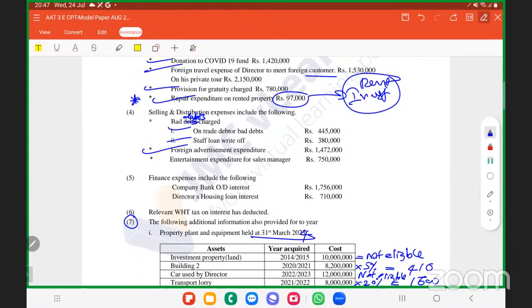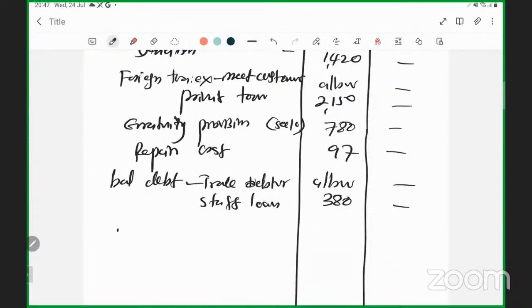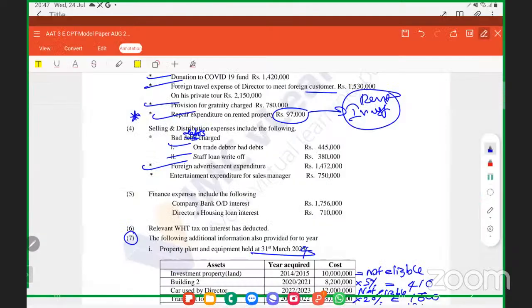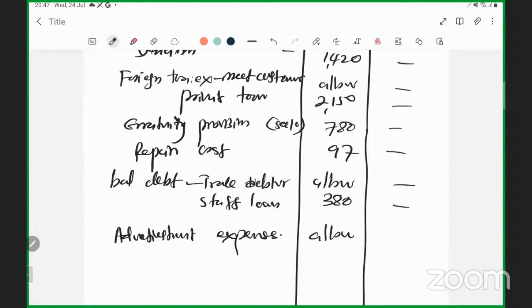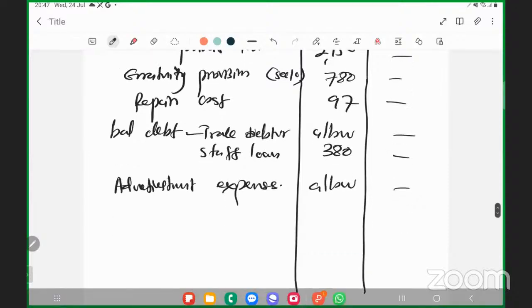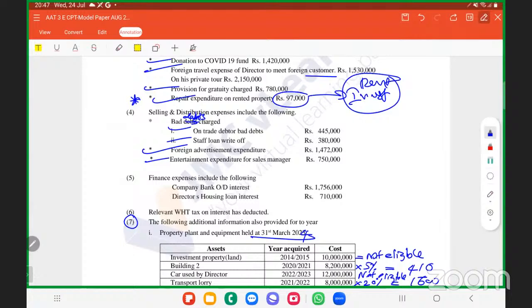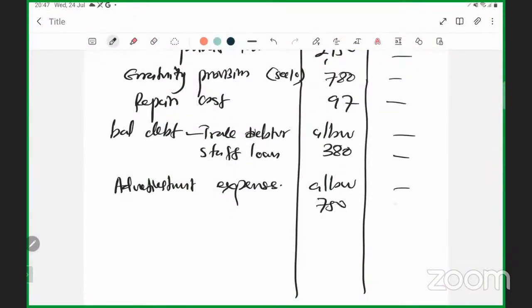The foreign advertisement expense, normally if there is any advertisement expense, if it is incurred for business income generation without any restriction, either capital nature or revenue nature you can deduct. Therefore, that is allowed. Either allow or not, you have to write down. If it is disallowed, you can add back. If it is allowed, you have to write down. The entertainment expense for sales managers, any entertainment to any party, that entertainment expense is not allowed.